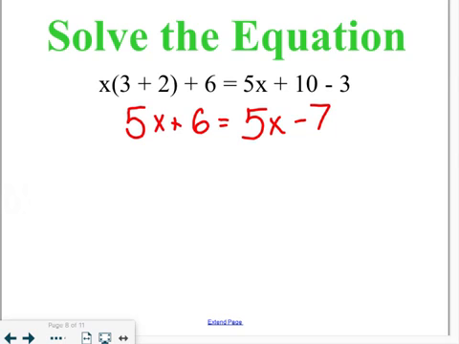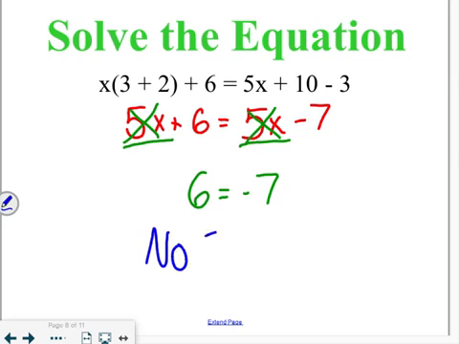Now, if you notice, I have 5x's on one side and 5x's on the other side. Those are equivalent, so I can ignore them for a minute. So now my equation says 6 is equal to -7. As we all know, that is not possible. So this introduces us to a new type of answer, which we call no solution.